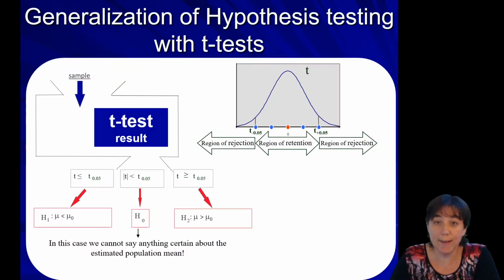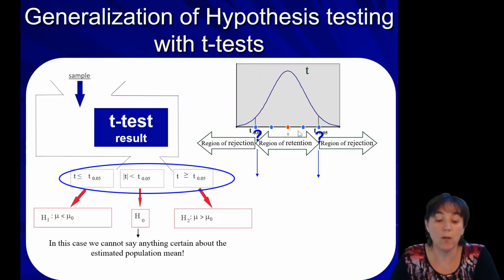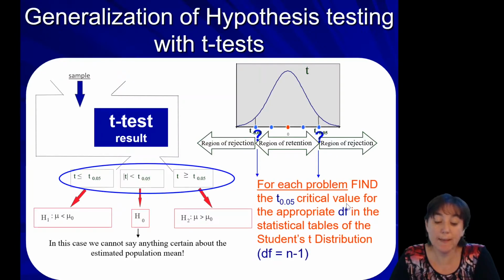So a generalization of the hypothesis testing we did already in lecture 4 is that we take this t-test result, we have two critical values that we will either look up in the table or trust the program to do it for us. But it's very important that just like in the one sample t-test, we don't have a fixed value here bordering the region of retention. We have to actually come up with these numbers somehow.